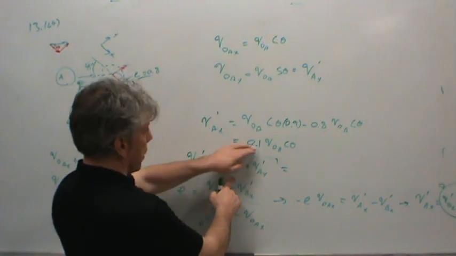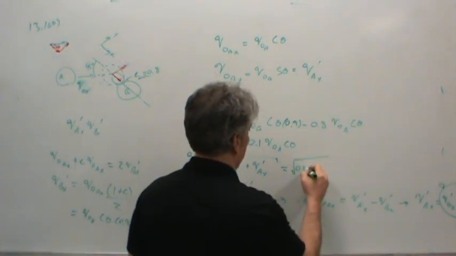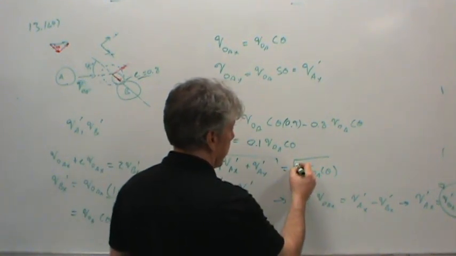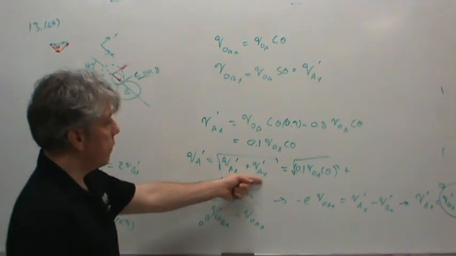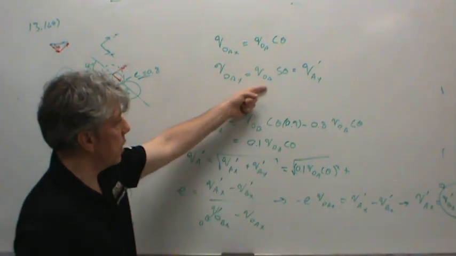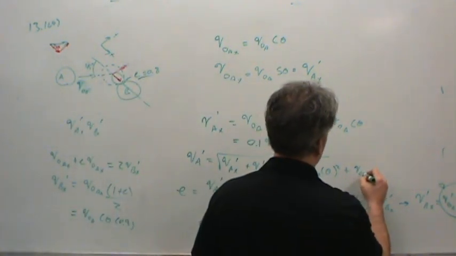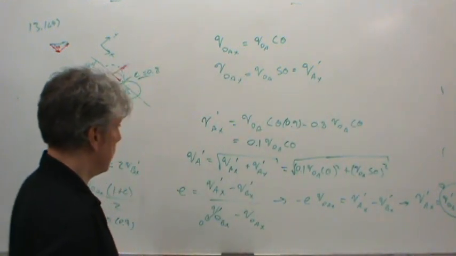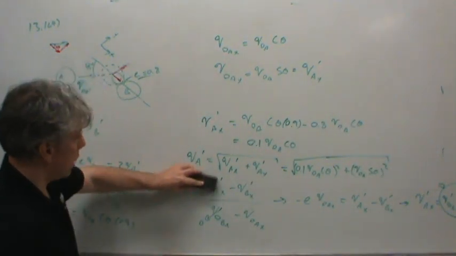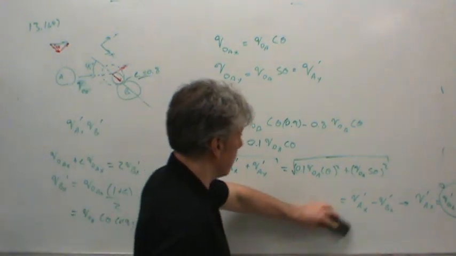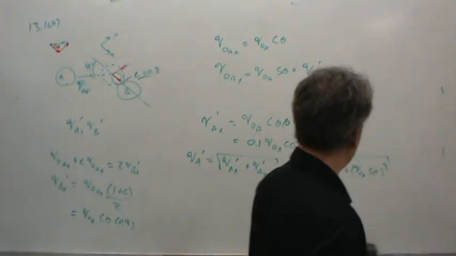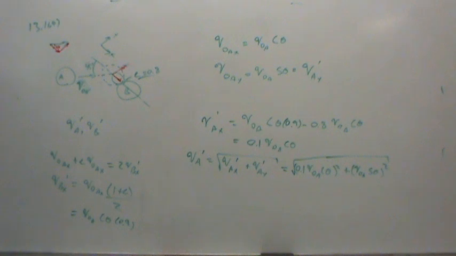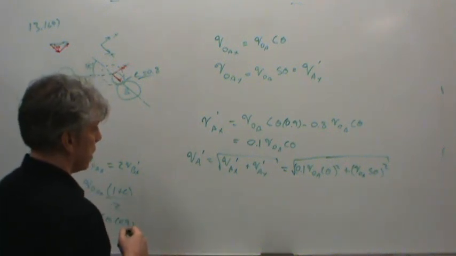VAX prime, we've got an expression for it, that's right here, root 0.1 V naught A cos theta, and all of that will have to be squared, plus VAY prime. Well, VAY prime is just V naught A sine theta. So it may be helpful to also know the direction. If we want to know something about the velocity, they ask for the velocity. Velocity is both magnitude and direction. So let's get direction before we get too far ahead of ourselves.